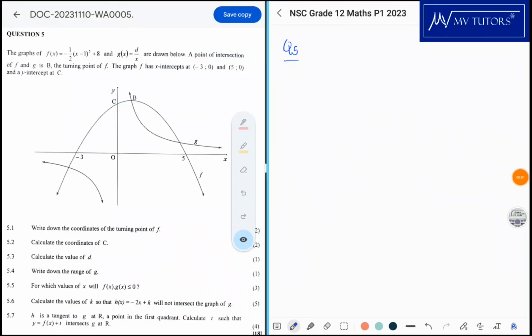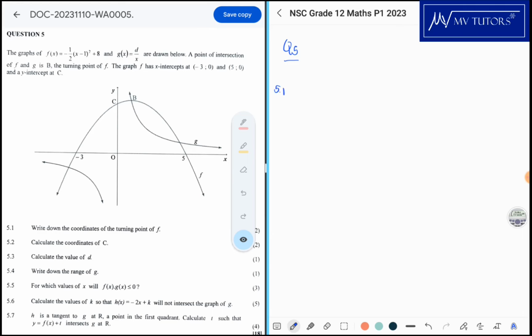Question 5. So we have the graphs of f of x and g of x, where f of x is the parabola that has a sad face, and g of x is a hyperbola. And then they say the point of intersection of f and g is b, the turning point of f. The graph f has x-intercepts at (-3; 0) and (5; 0), and a y-intercept at c. Okay, this looks like an interesting functions question.